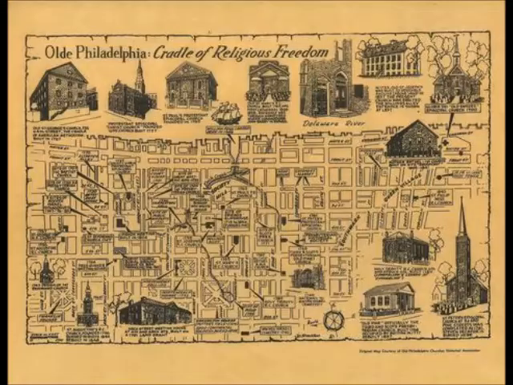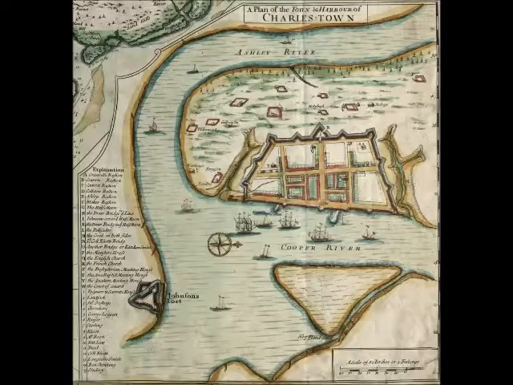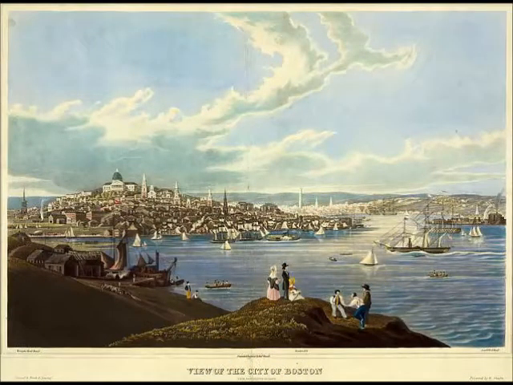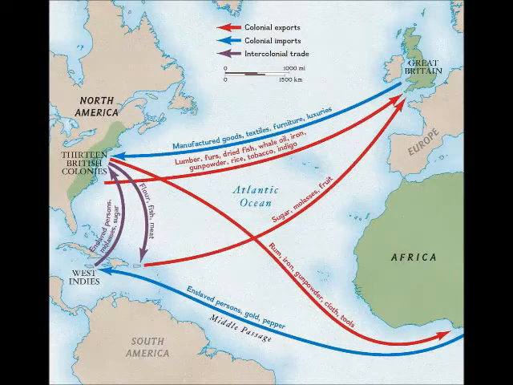The largest cities in the colonies were Philadelphia, Boston, New York, and Charleston. These cities were rich in resources such as schools, hospitals, shops, churches, and newspapers. Most had ports that helped the cities thrive through exports and imports.